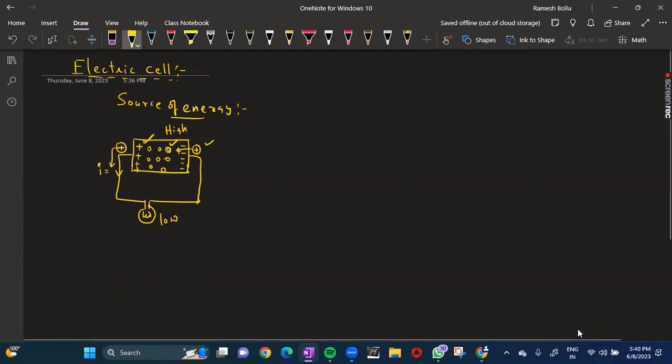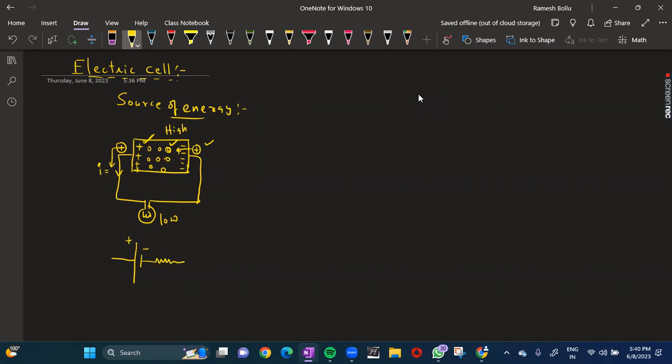The cell hereafter you can represent like this. A cell means one positive terminal, one negative terminal, and it is also offering some resistance. So this is the symbol of the cell. The long terminal is called high potential or positive potential. The small terminal is low potential, and it also has some internal resistance because of the acid. That small r is called what here? Internal resistance. This is terminal A and this is terminal B.